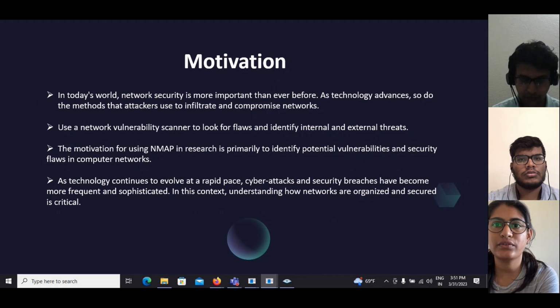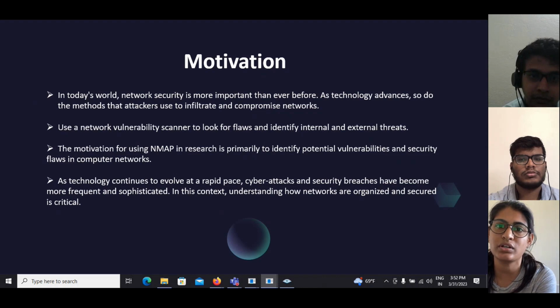In today's world, network security is more important than ever before. As technology advances, so do the methods that attackers use to infiltrate and compromise networks. Use a network vulnerability scanner to look for flaws and identify internal and external threats. The motivation for using Network Mapper in research is primarily to identify potential vulnerabilities and security flaws in computer networks.